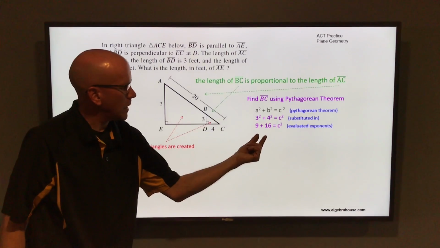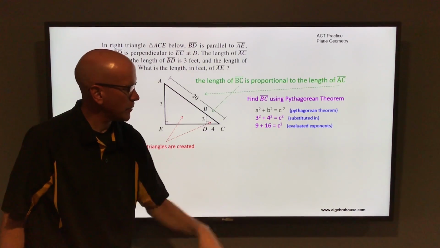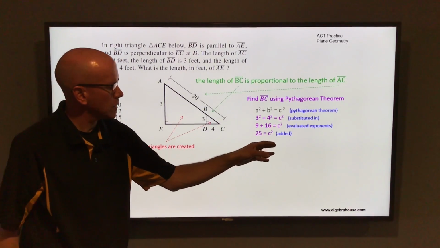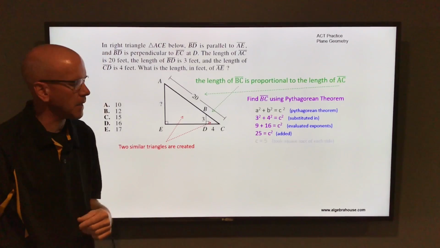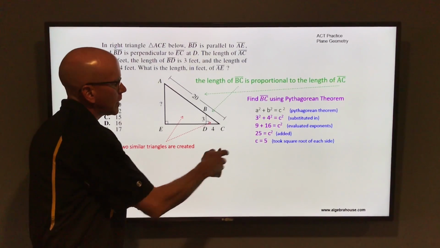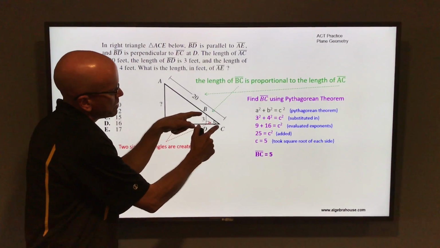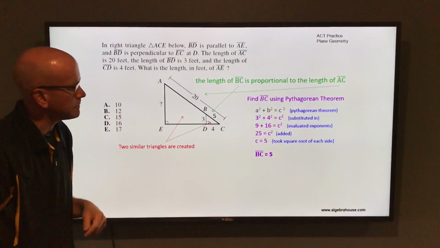If you square 3, it's 9. If you square 4, it's 16, and that's still equal to C squared. 25 is equal to C squared, then take the square root of both sides. C would be equal to 5. So this missing side, this BC right here, is 5.